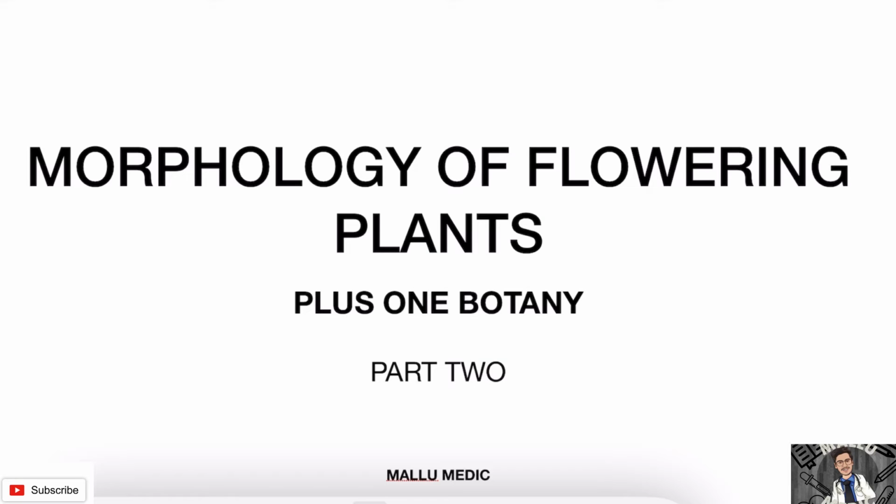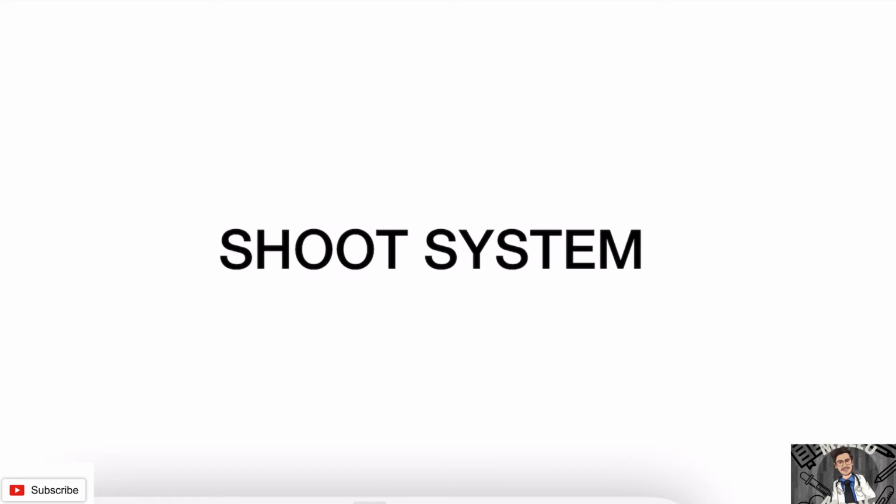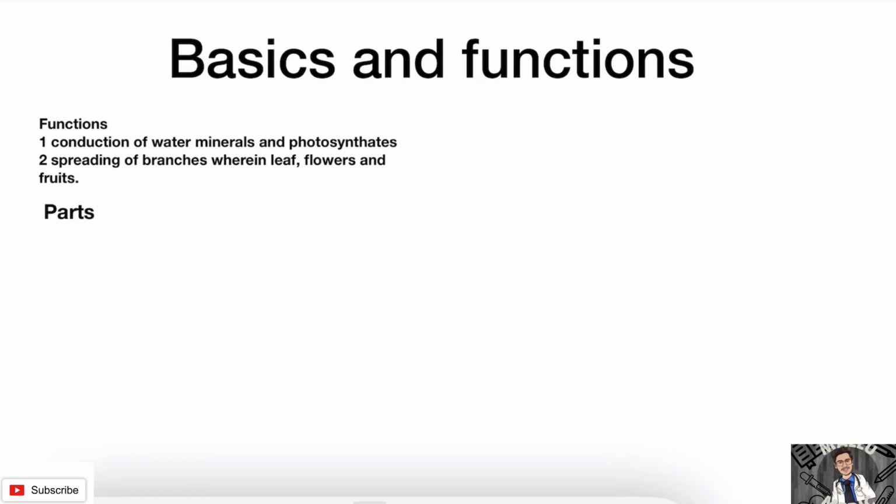So today we'll be dealing with part 2 of the morphology of flowering plants. So let's begin. Yesterday we learned about the root system, the types of roots and the modifications of the roots. Today we'll learn about the shoot system, and within the shoot system you have your stem and your leaves. Let us first learn about the stem, the basic concepts of the stem and the modifications. So what are the basics that you have to learn?